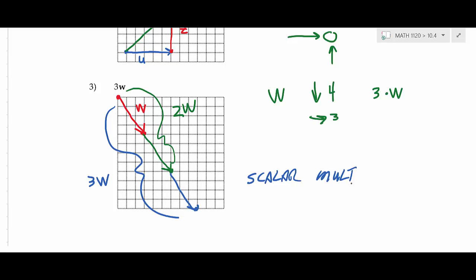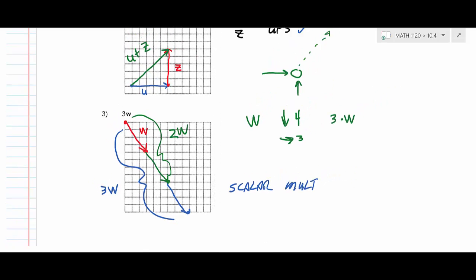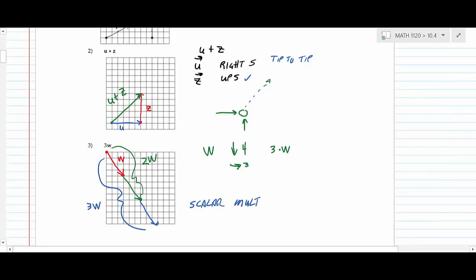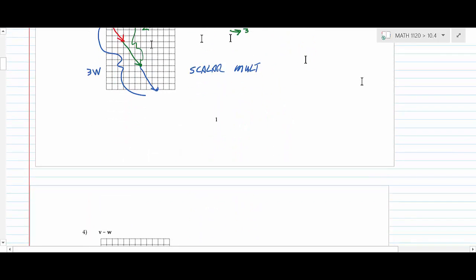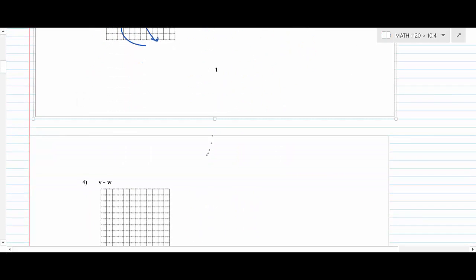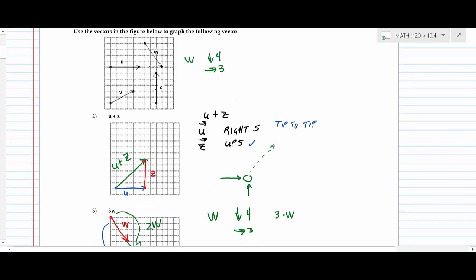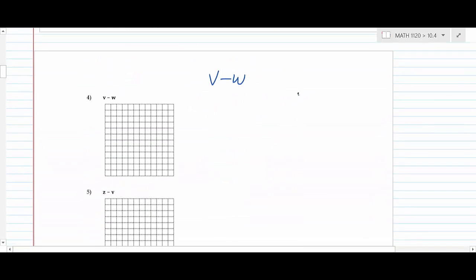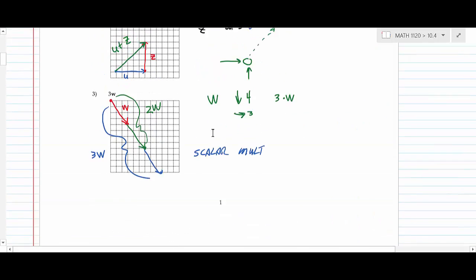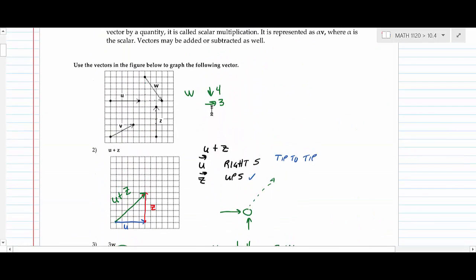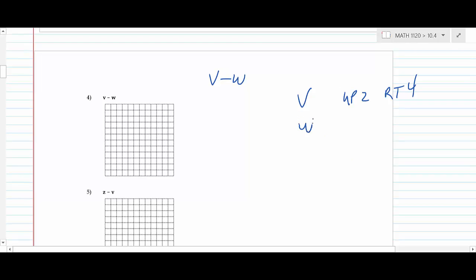So we've got to get the geometry down with vectors before we do much with it. So let's finish up with just one more. Let's do v minus w. I'm going to go back to the v here, and I'm going to write down what v is. It looks like v is up 2, right 4. So v is up 2, right 4, and w is down 4, right 3.